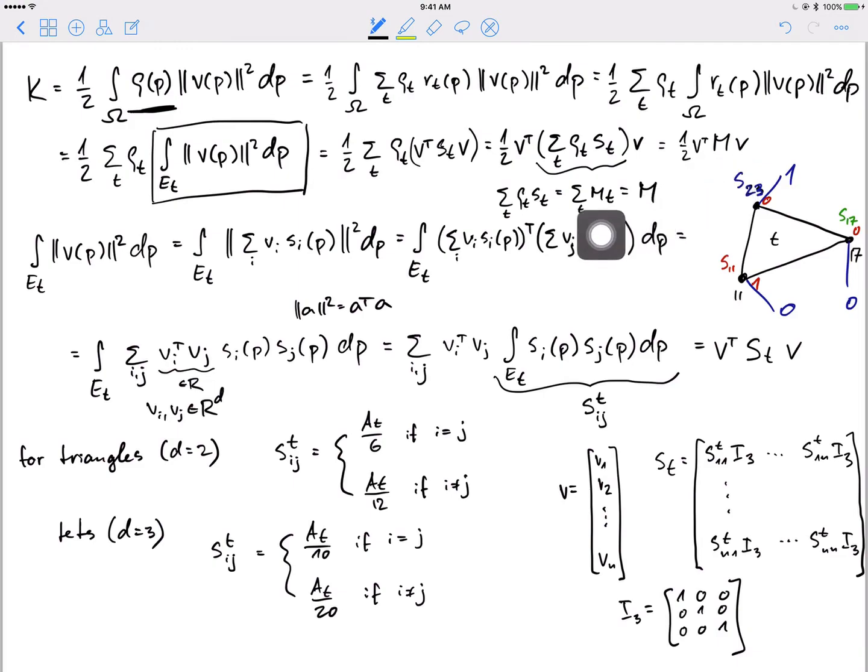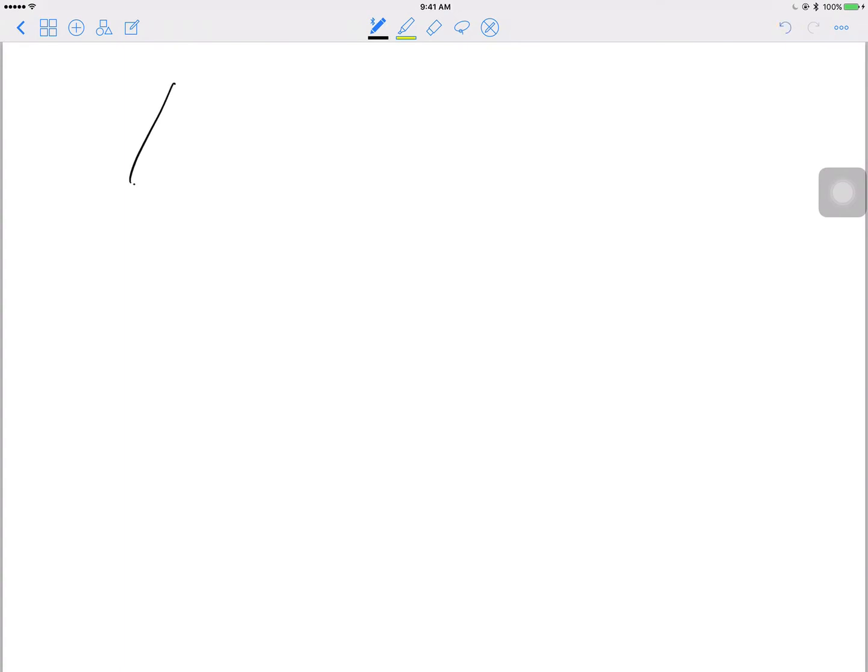This M_T could be like the mass matrix contributions for every single element. Maybe actually let me explain that a little bit better. How do you actually construct this mass matrix? Let's see if I still have time. I think I do, so I can try to explain that a little bit better. Let me actually draw this, like, say I have this triangle here.